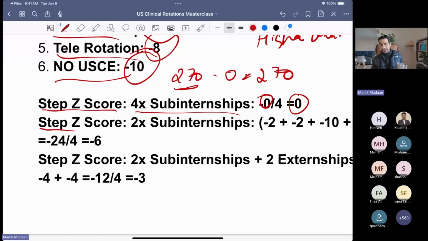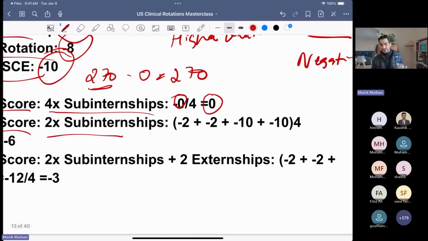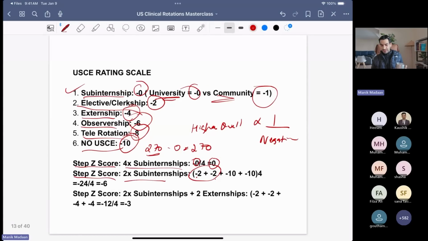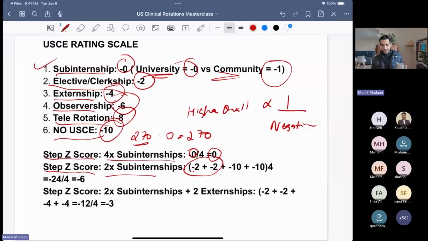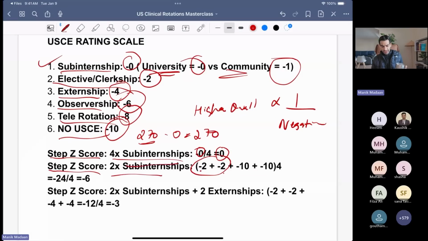Let's say you did just 2 sub-internships, right? You can do 4, you can do 2, right? You have 4 LORs that you have to upload, and you just have 2 LORs. Now it's -2 plus -2, right? For your sub-internship, plus -10 plus -10, right? So I apologize. I think I made a mistake here. This is meant to be more electives. Okay, it wasn't meant for sub-internship.